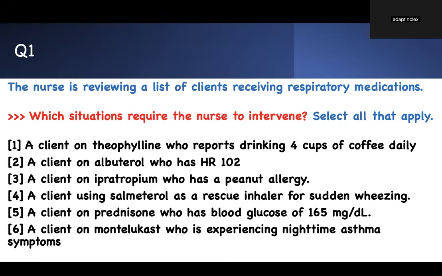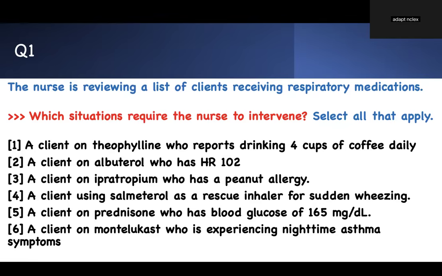A nurse is reviewing a list of clients receiving respiratory medication. Which situation requires the nurse to intervene? Select all that apply. How do you answer these questions? Start from the back. With new generation NCLEX, you know you're not supposed to pick all of them. You pick those you're 100% confident in. What is the problem? Intervene.